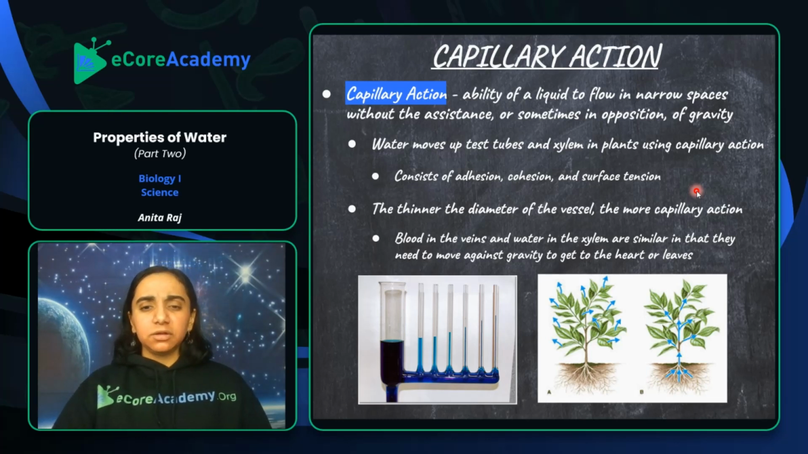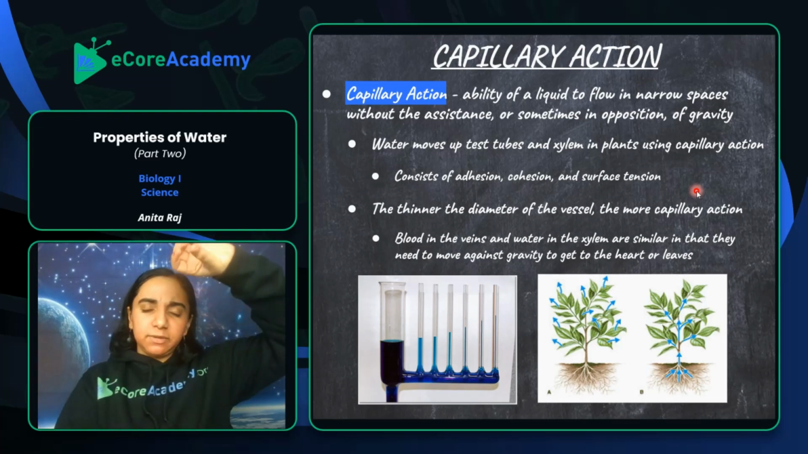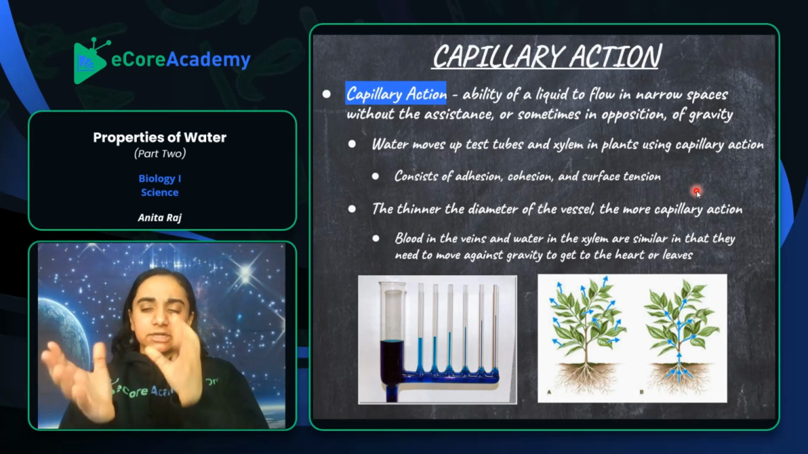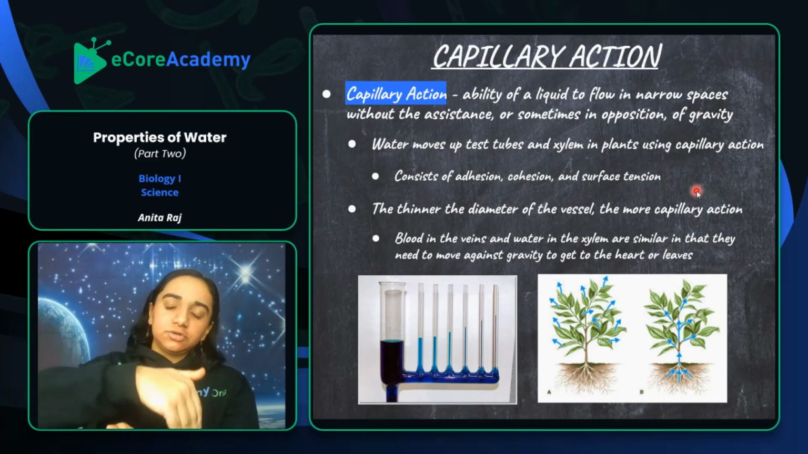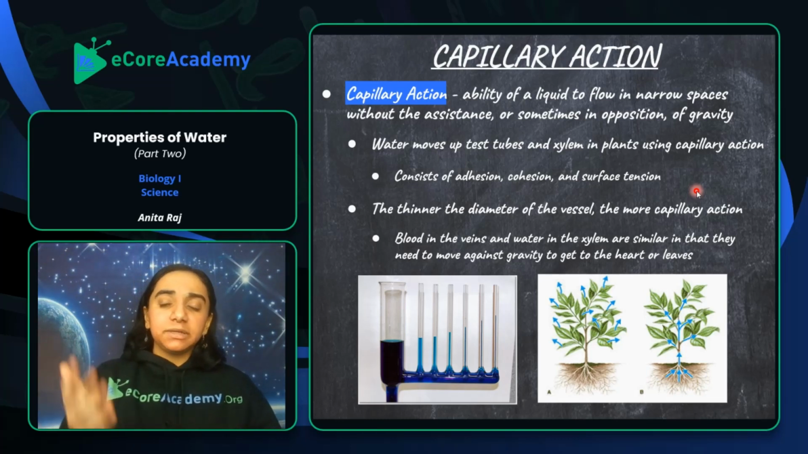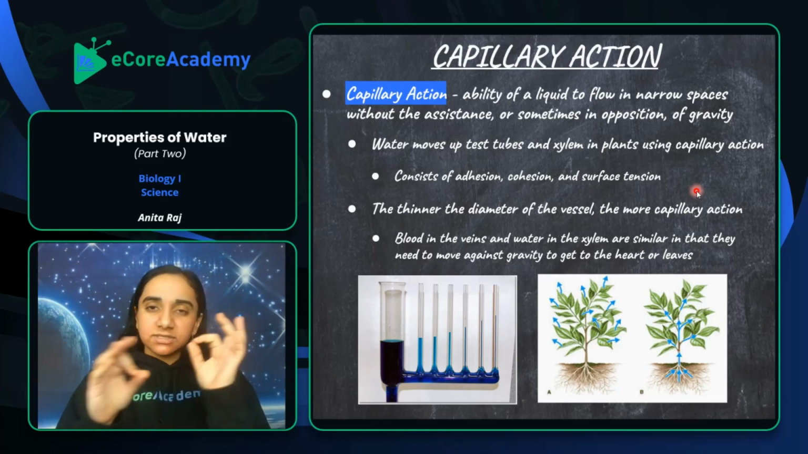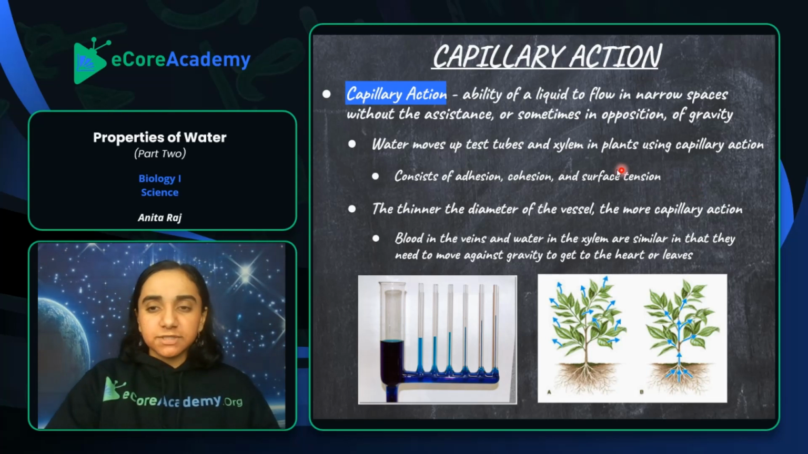So if you think about it, you're not flipping a test tube like this and having the water flow this way. It'll just spill out of the test tube. Same thing with a plant. You're not taking a plant and flipping it upside down so that the water can go from the roots to the leaves. It's actually moving against gravity because it's getting attracted to either the sides of the test tube or the sides of that plant vein. So water moves up test tubes and xylem in plants using capillary action.